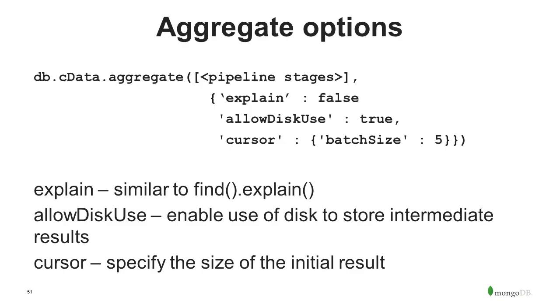You have the ability to specify different settings on the cursor, like the batch size. This is the allowDiskUse option to be able to sort larger things, storing intermediate results on disk. And if you did want to see the explain, you can say explain: true. Again, following all good MongoDB APIs, the options is always an optional last argument to the method. So it's one document containing all these different options.